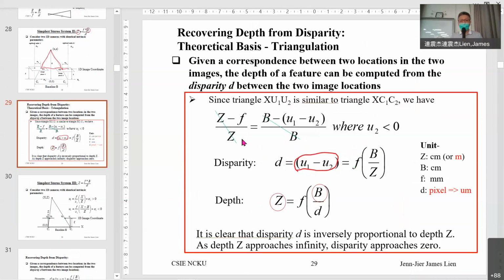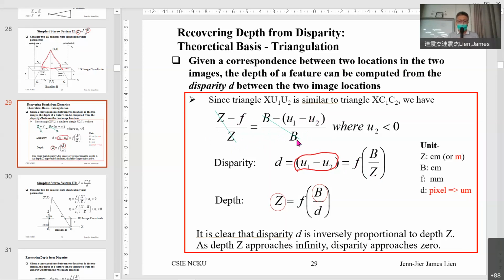So the equation is this one. It comes from the ratio of two similar triangles. Solve this one. So this is Z is 1, this is 1. So this finally will be this minus, but we don't care about the minus. So F compared with Z, F compared with Z is equal to this disparity.